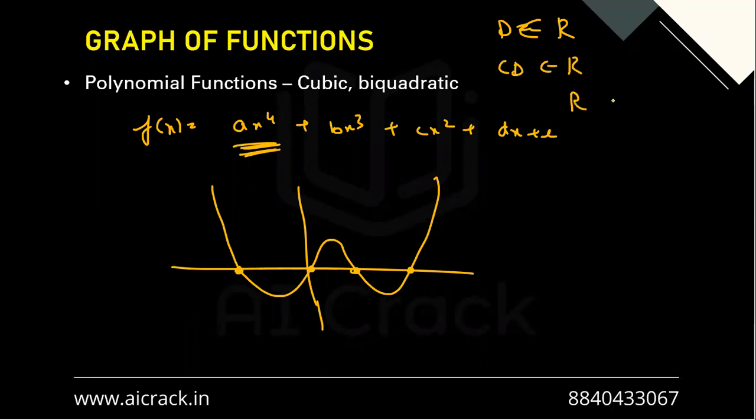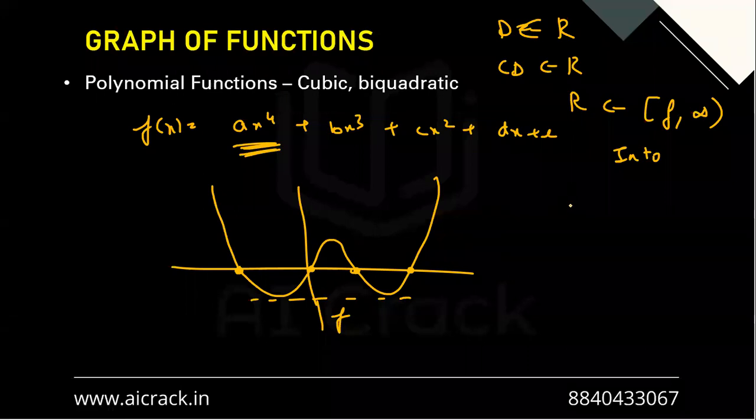Now talking about range. We have a certain minimum value over here. Let's call it F. So this is F to infinity. So we can see that if codomain is R and range is F to infinity, in that case, this is an into function.